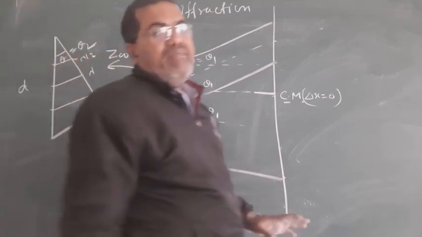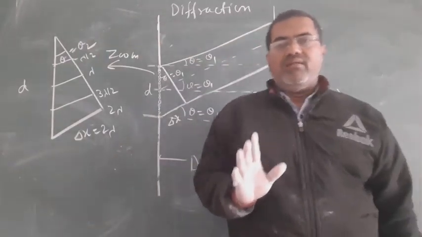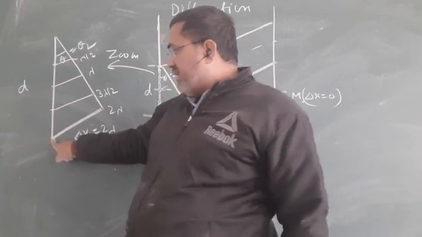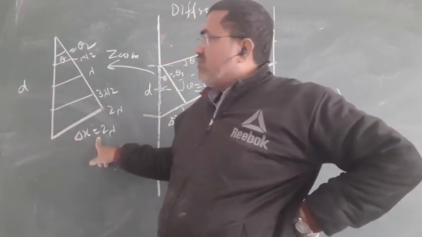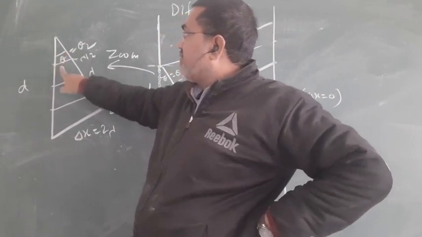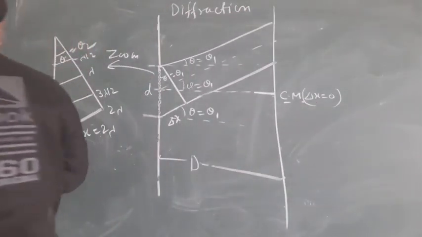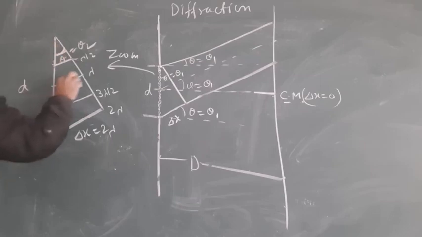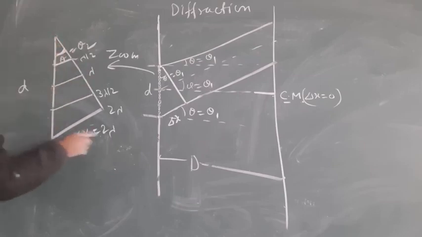So the slit can be divided in 4 equal parts. This particle and this particle have a path difference lambda by 2. This is lambda. This is lambda by 2. This is lambda. This is 3 lambda by 2, and this is 2 lambda.